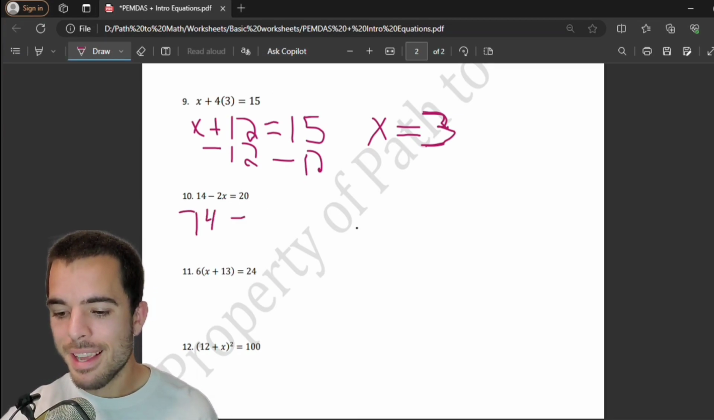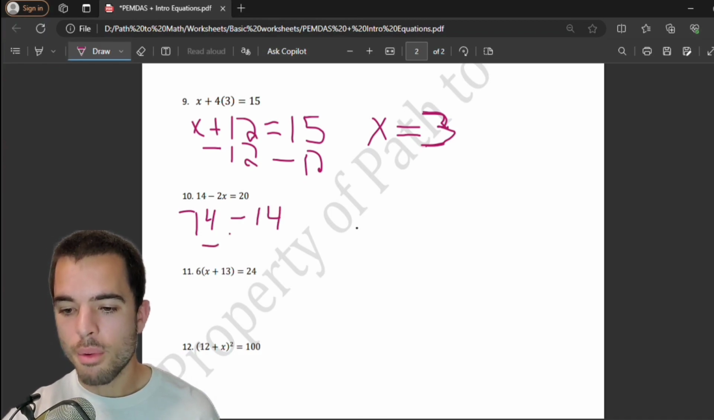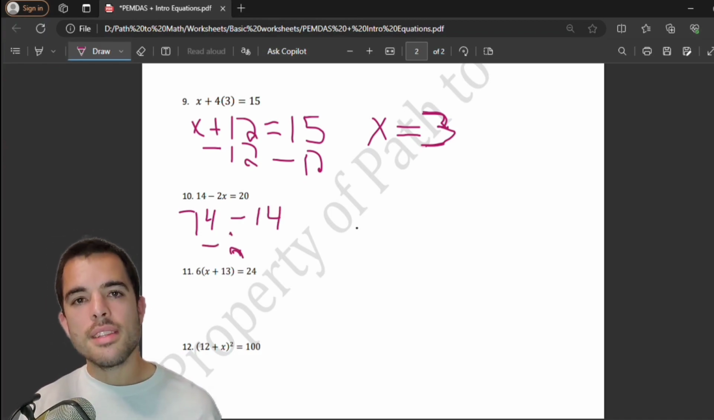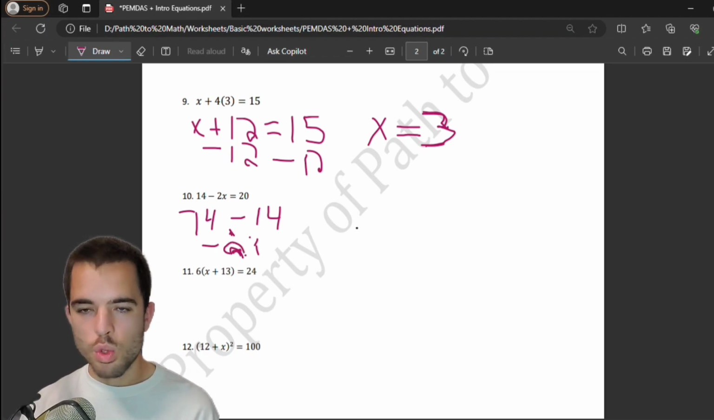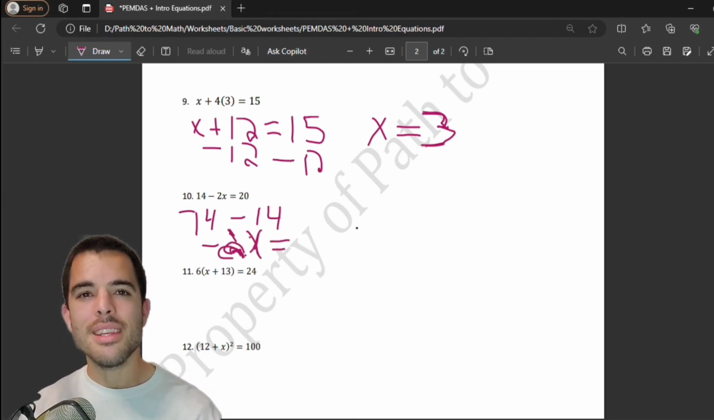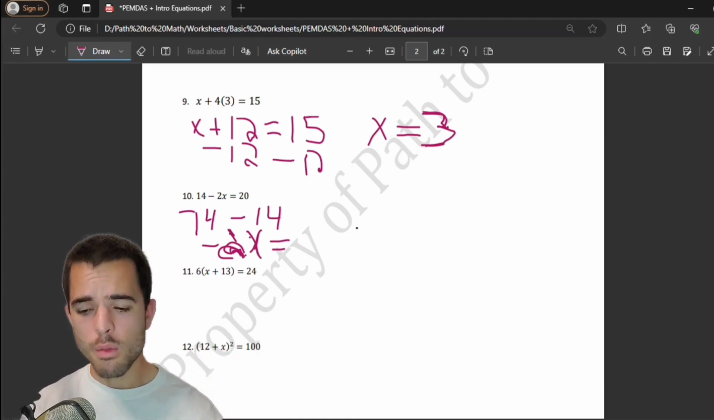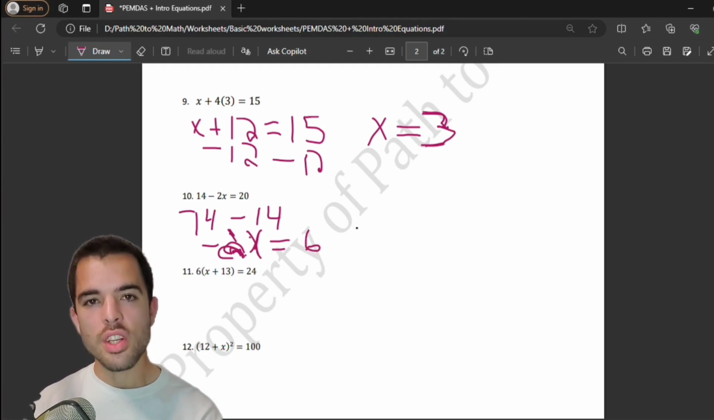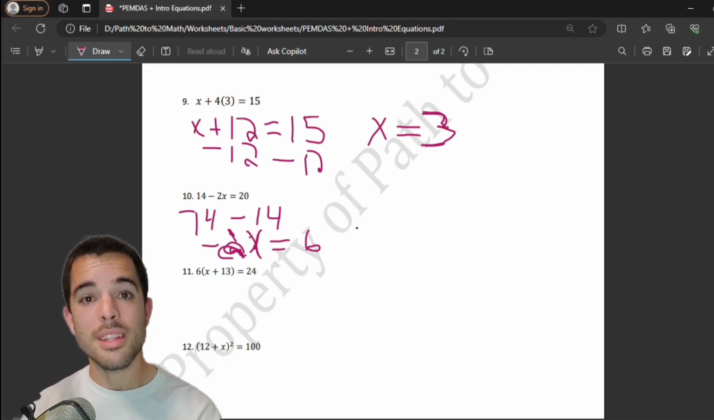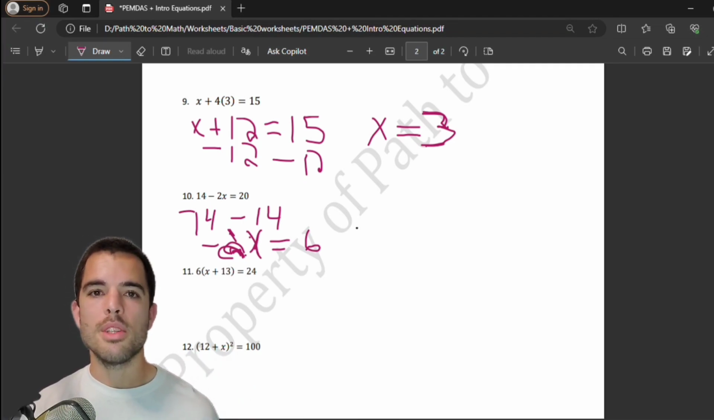All right, number 10. Let's subtract 14 first. To get rid of this negative 2, you do not add 2 to both sides. We have negative 2x. What this implies is multiplication. It's negative 2 times x. I know there's no operation being shown, but when you have a number touching that variable, the same way we just practiced something touching the parenthesis, same concept. You're multiplying.